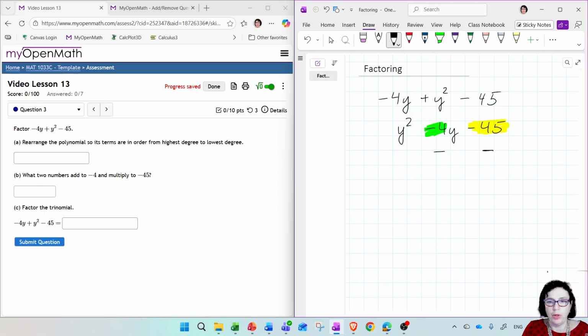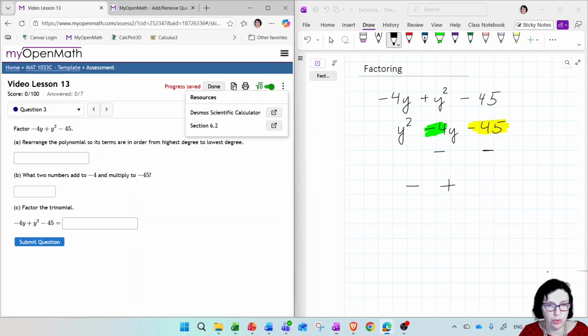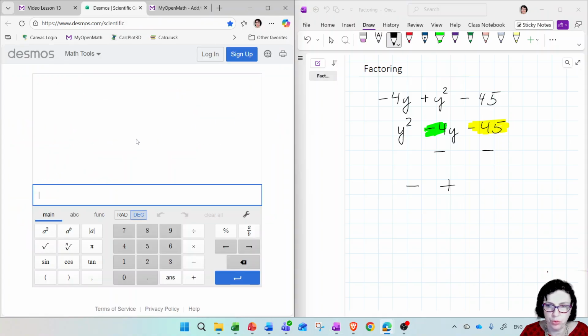How can that be? Well, two numbers, if they're both positive, there's no way they're going to multiply to a negative. If they're both negative, they're also going to multiply to a positive. So that means that you're looking for one number that's negative and one number that's positive. Okay, from here, no guessing. We are going to go straight to the calculator, whichever one you use.